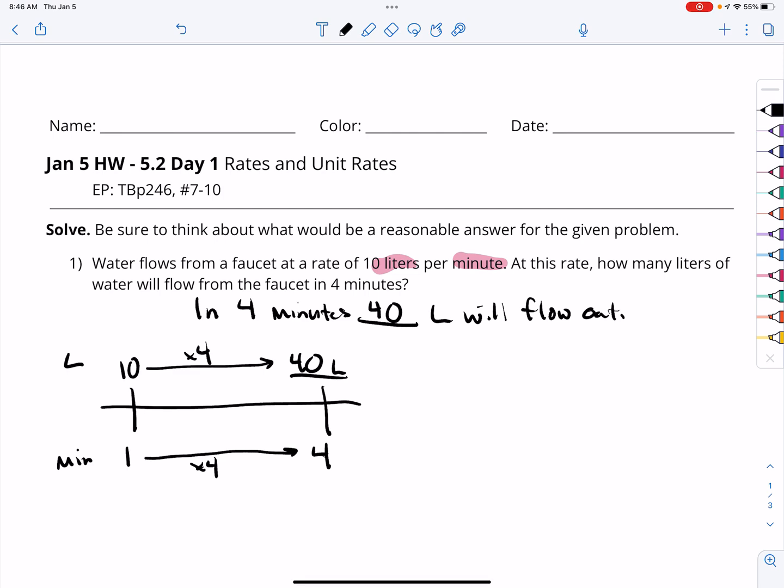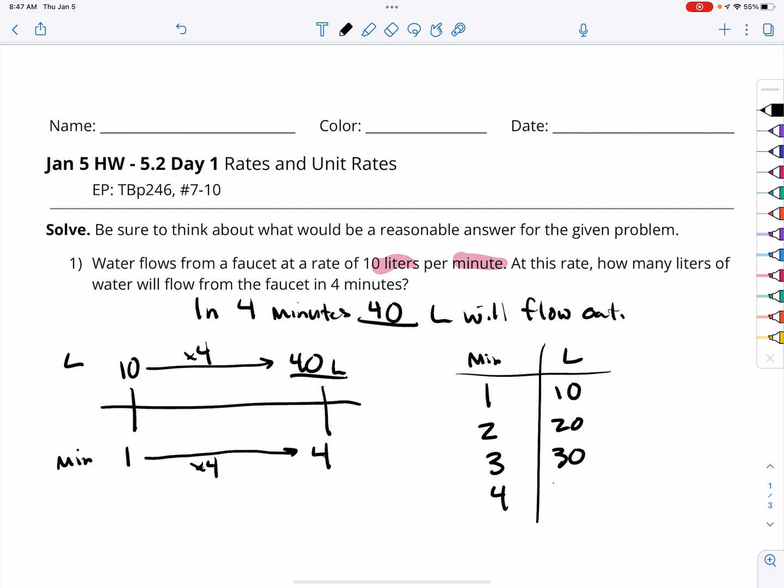And this seems to make sense. If I were to do this like a table here, this is our number of minutes and our number of liters. If we do 1 minute, it said 10 liters. 2 minutes would be twice as much, would be 20 liters. 3 minutes would be another 10. And then 4 minutes would be 40. So either way you look at it, we know that it is going to be 40 liters in those 4 minutes.